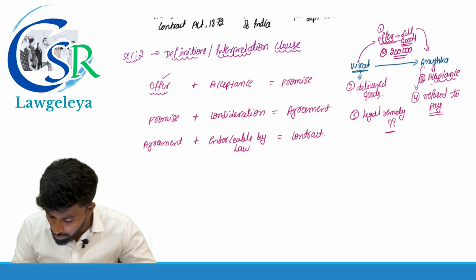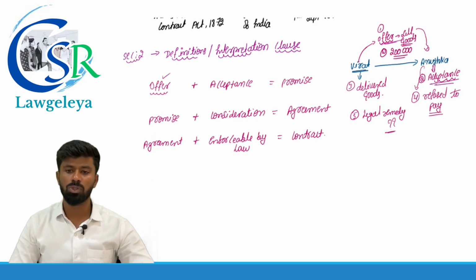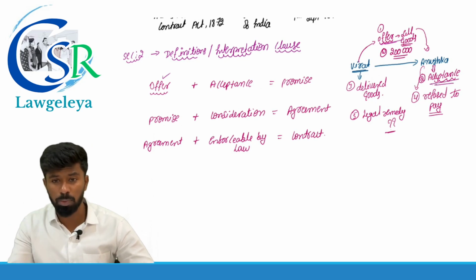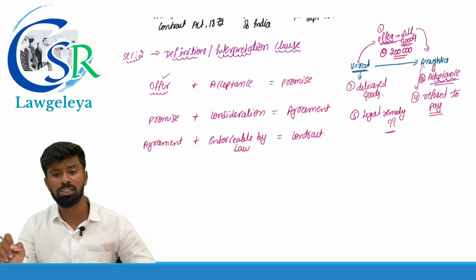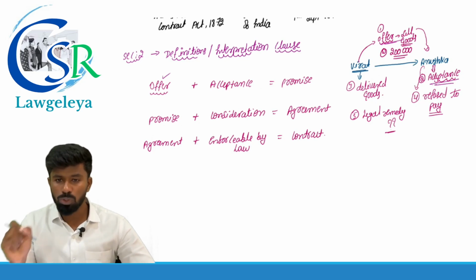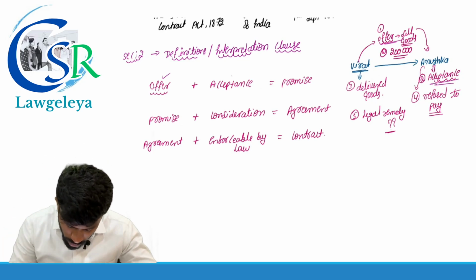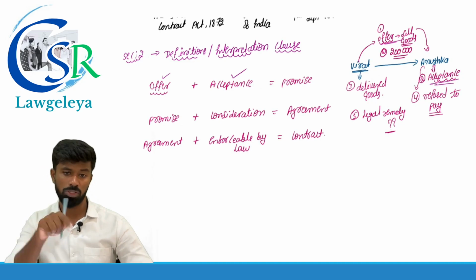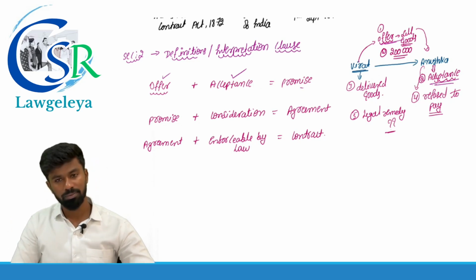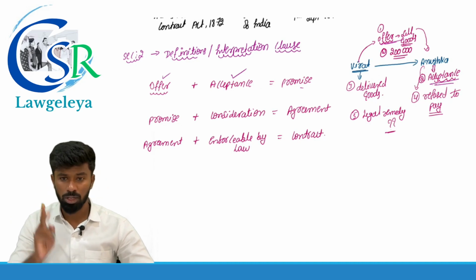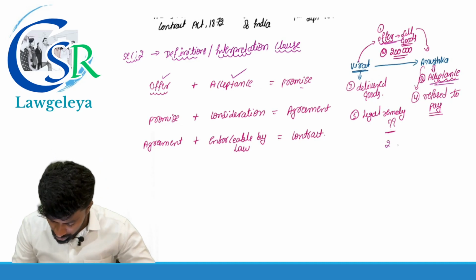Then what is the second step? There must be an acceptance, given by the other party. Was there any acceptance in this case? Yes, Anushka accepted to purchase the goods at 2 lakh rupees. So there was an offer plus an acceptance. When an offer is accepted, it becomes a promise. So there are two promises here.